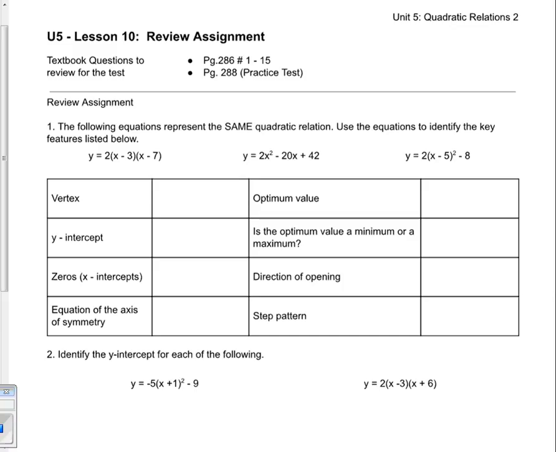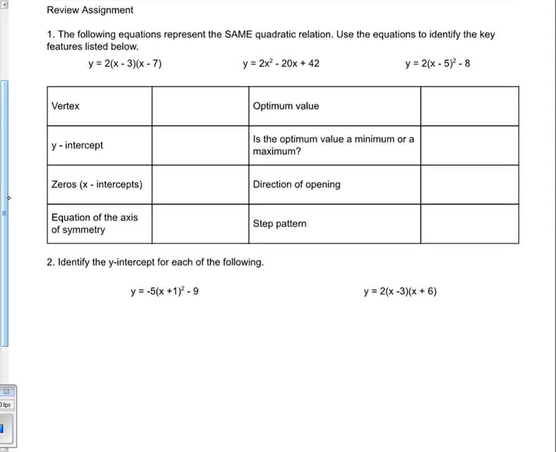Part of the test review for this second quadratics unit. I'm going to go through and try to identify some types of questions that you're going to get on your test and how you would go about solving them. So for the review assignment, this would be a helpful thing to go through.